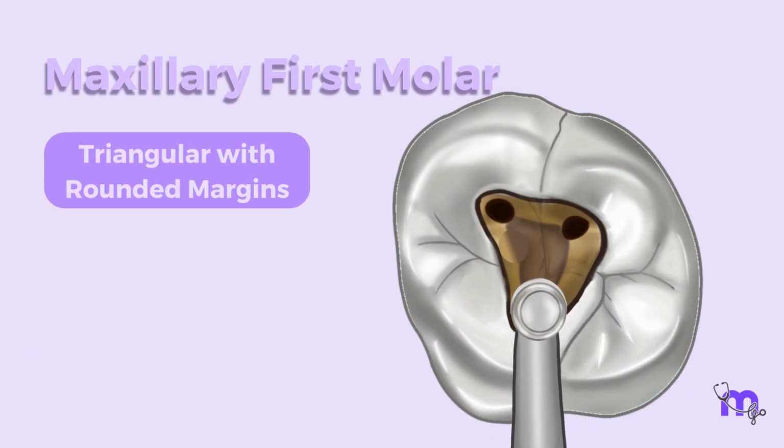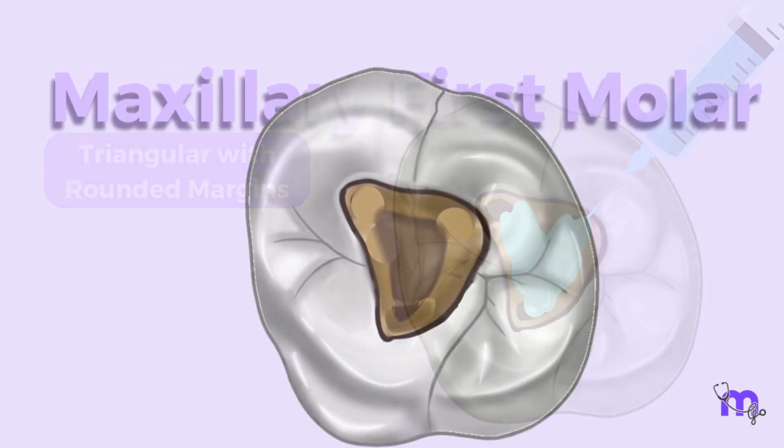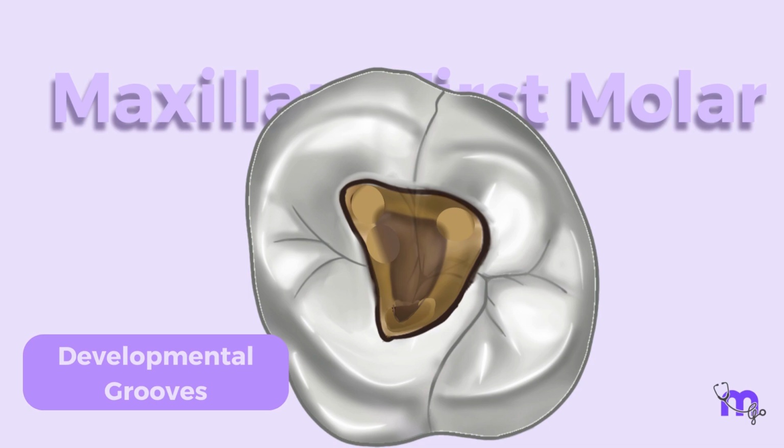Making the access cavity triangular with rounded margins helped me gain direct access to the orifices, after which I irrigated the cavity with sodium hypochlorite and saline to remove the debris. Anatomical dark lines called developmental grooves connect the 3 orifices at 3 angles on the floor, the palatal orifice being the largest and first to be located.